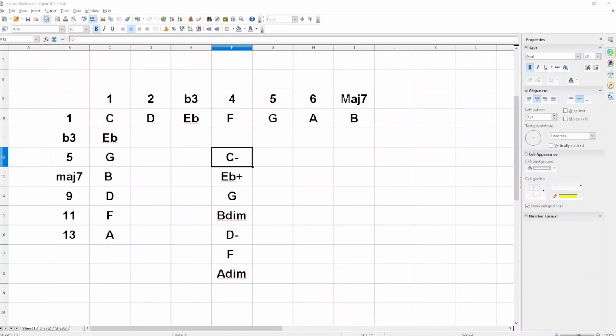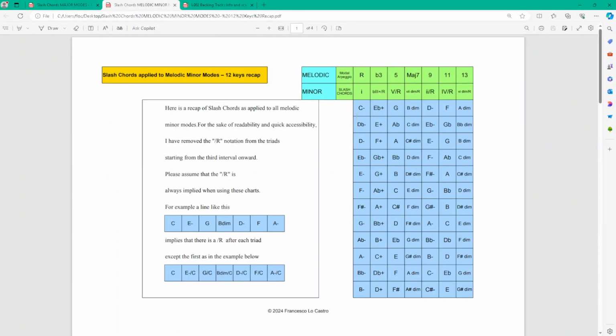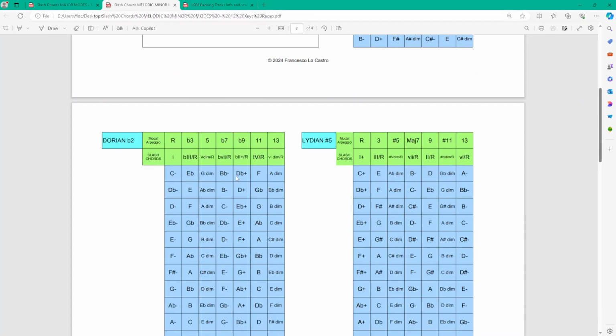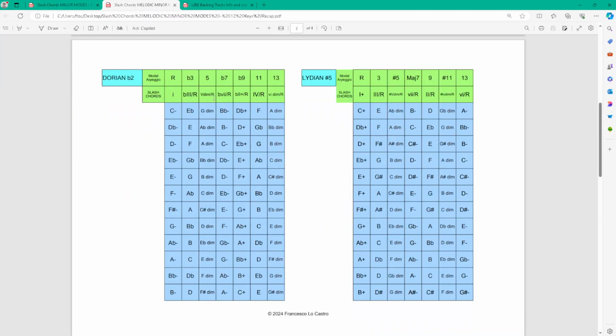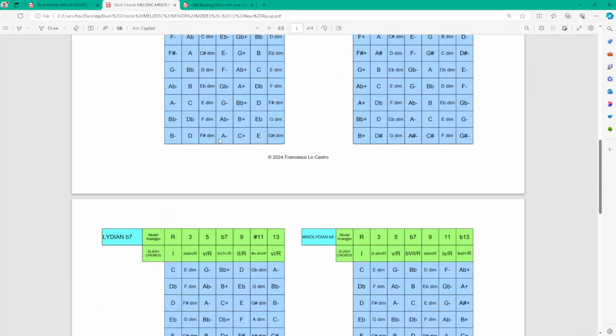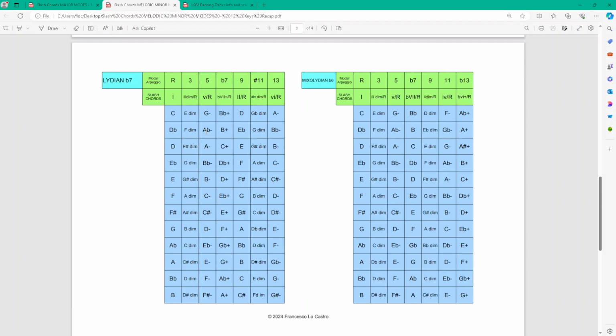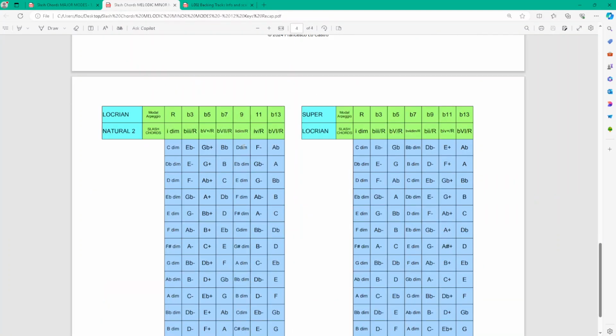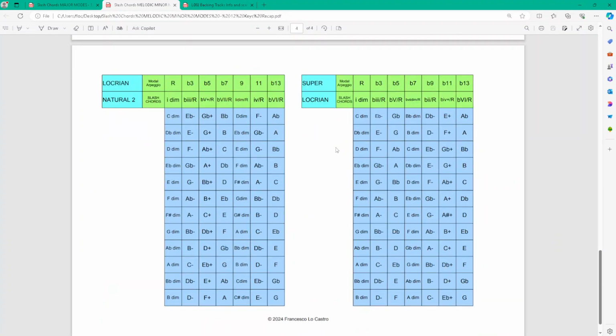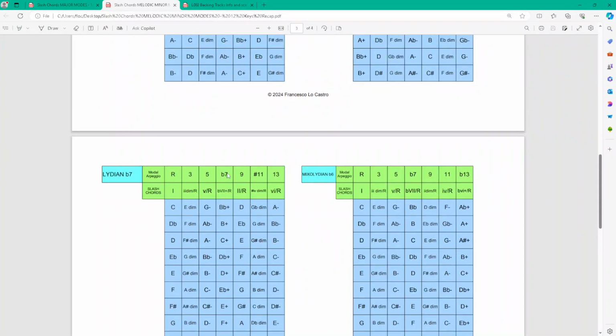So if you look at the chart, I uploaded 2 different charts, one for Patron supporters and one for the advanced Patron supporters, but the difference is only that this is in 12 keys and the other one, you'll have to kind of transpose it, but they say the same thing. Here you have it applied to melodic minor, and here, for example, it is applied to Dorian flat 2, which is the second mode of melodic minor, but the concept is the same. Here it is applied to Lydian sharp 5, here to Lydian flat 7, Mixolydian flat 6, Locrian natural 2, and then super Locrian. Let's make another example so you see where this is going.